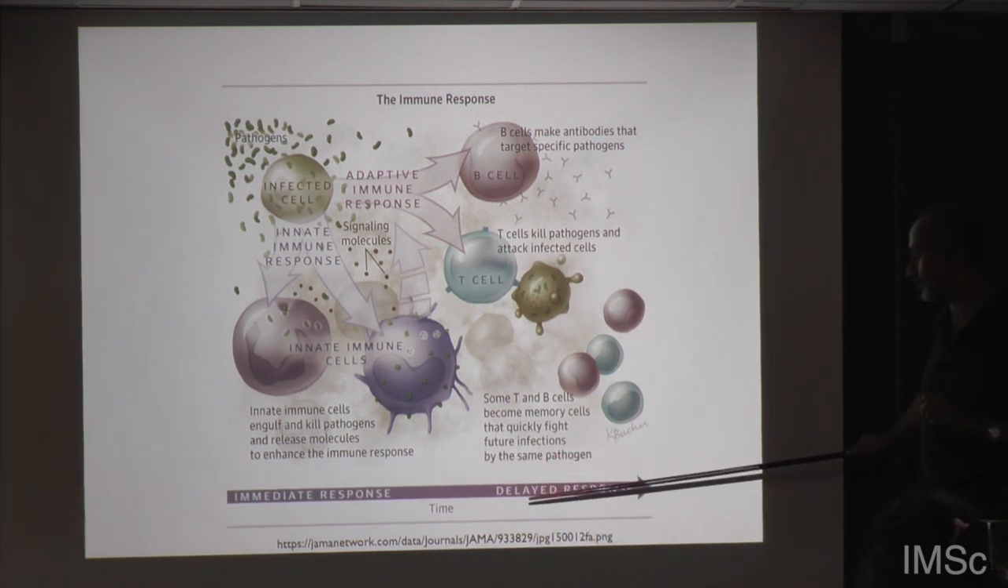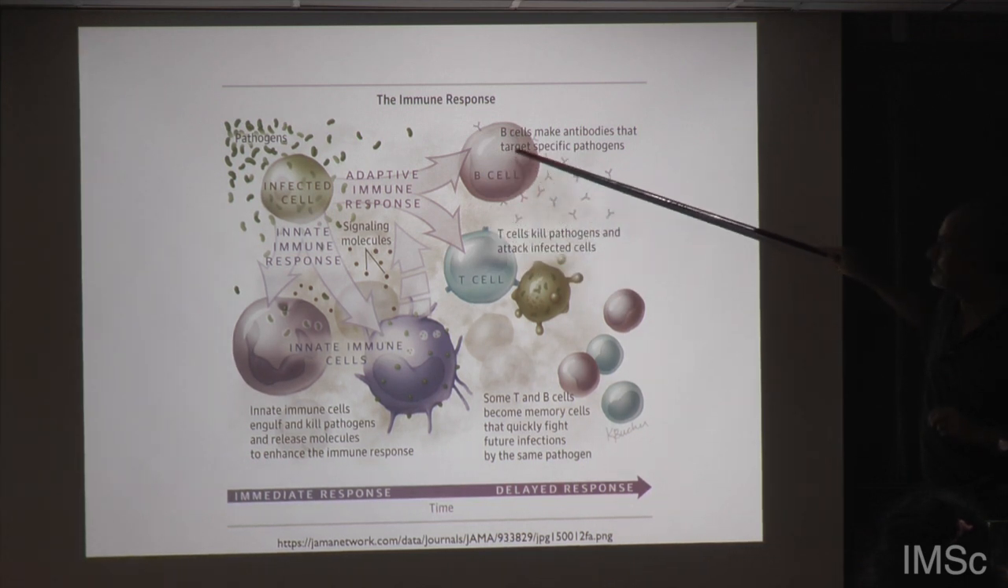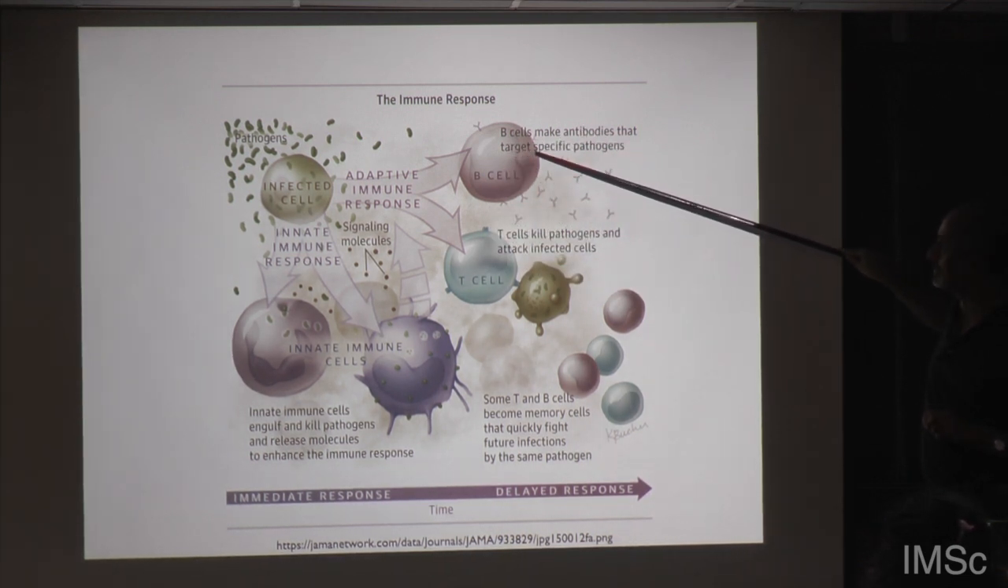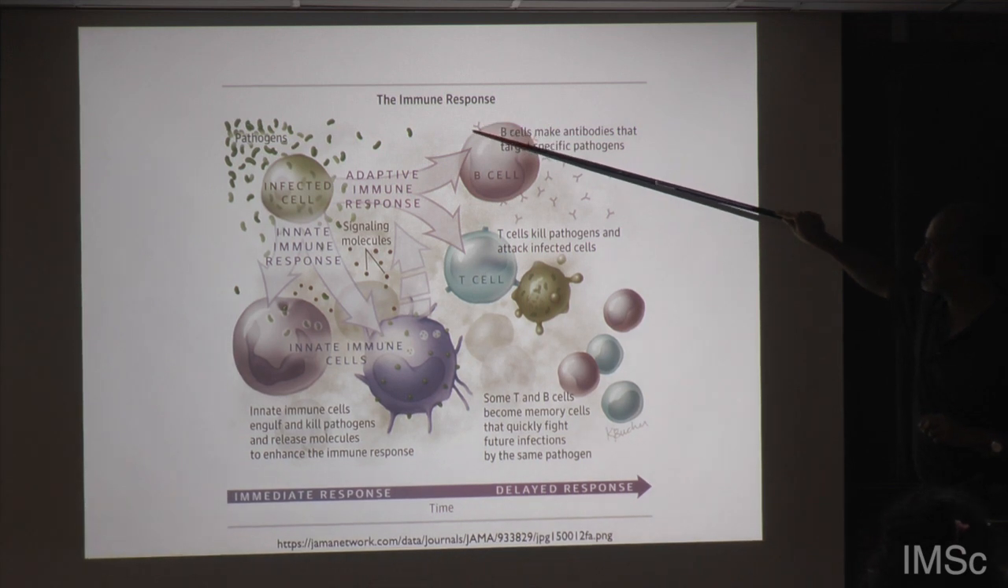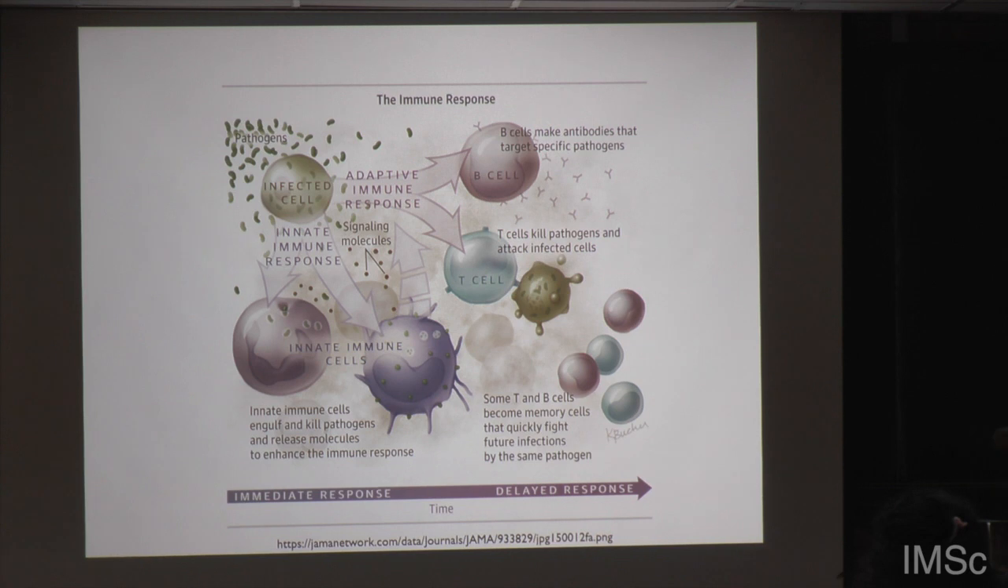This is the acquired response here, and that involves the T cells and the B cells that I told you about. The B cells make antibodies that target very specific pathogens, that is, this little stick-like object here can recognize the shape of these pathogenic molecules that are coming in. The T cells attack the pathogens, so they engulf these infected cells and kill them, and some of them become memory cells that retain the memory of what happened in an earlier infection for a later point.